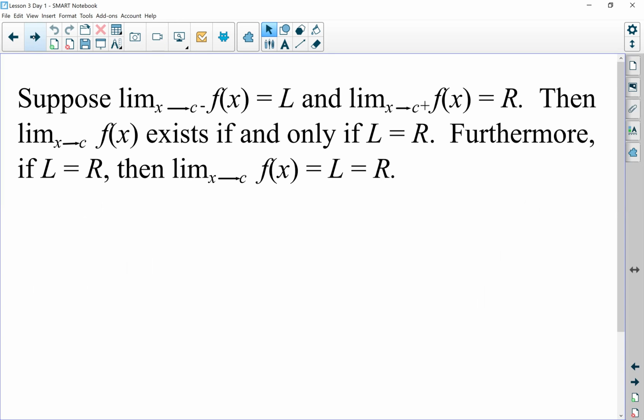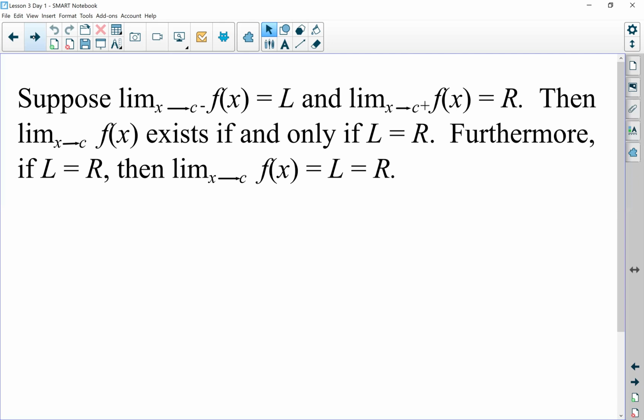Right? So this idea of the limit then, let's suppose that as x approaches c from the left, our function has a limit value of L, so this is left and L. And as x approaches c from the right, our function has a limit of R. Then the limit of the function exists if and only if L and R are the same value.